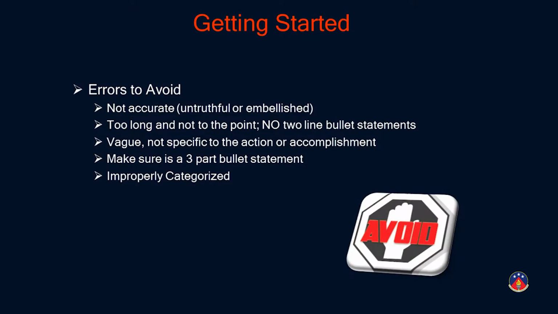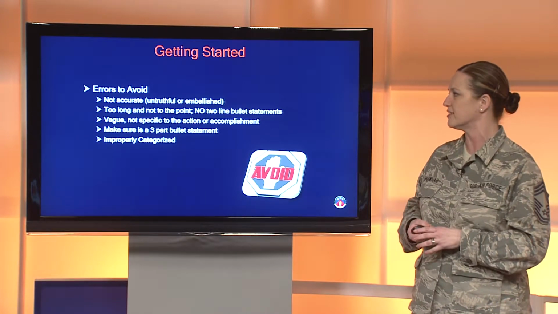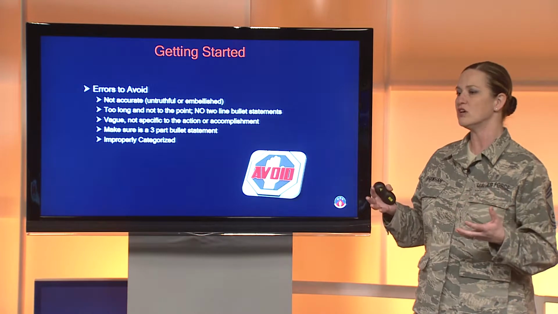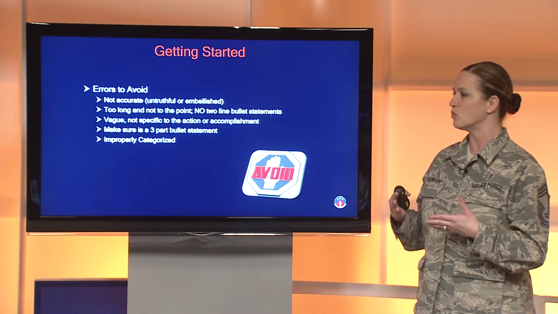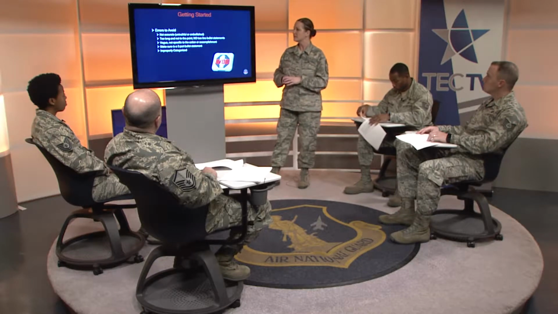Just a few errors to avoid when we're going over it is that we're not embellishing. This is where we're sticking to those core values and we're looking back on what integrity really means. You got to do it on paper. If you're walking the walk, you're talking the talk. Also that it's not too long and it's to the point, keeping it down to one line, fitting all of that information that you can in there. And that it's not too vague.